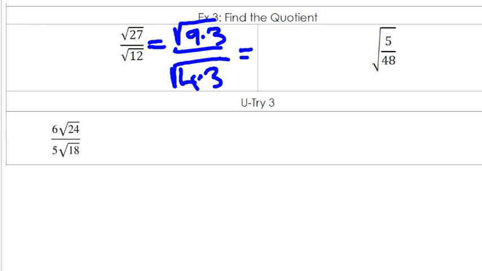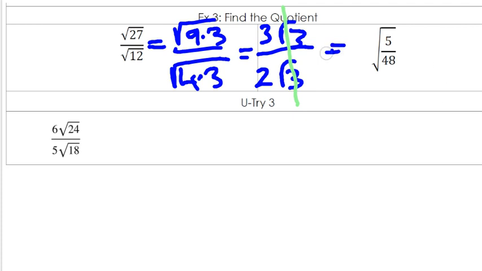We can rewrite this problem as 3 square root of 3 over 2 square root of 3. Because the square root of 3 parts are matching, we can simplify them, and our final answer for this question is going to be 3 over 2.